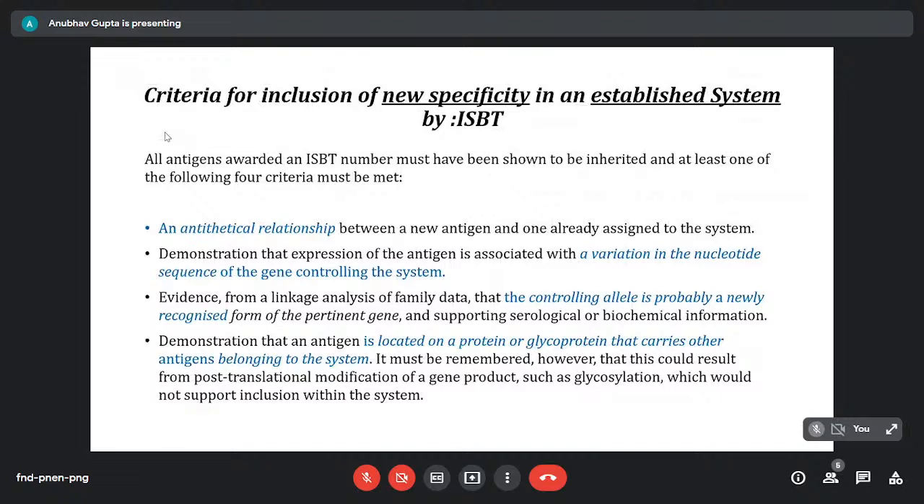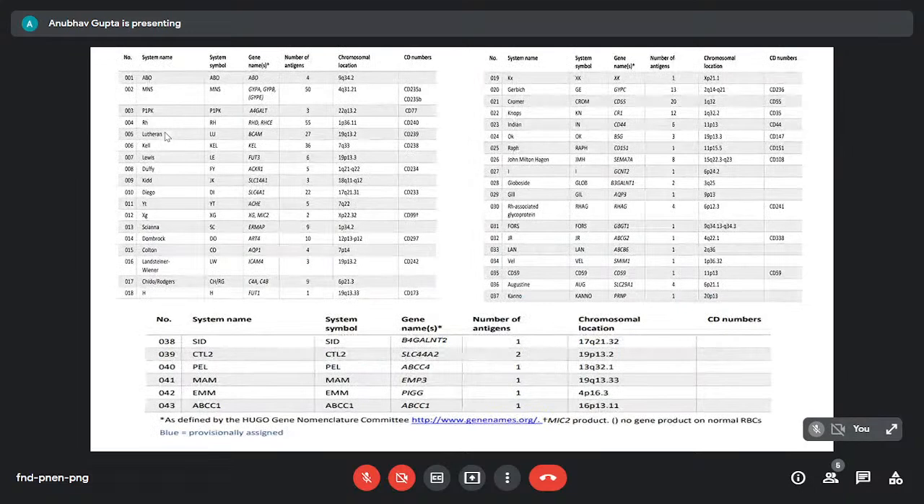So the criteria for inclusion of a new specificity: till now we were talking about an antigen which is new for that system. But if a system has already been established, I will take the example of the Indian blood group system. The Indian blood group system is number 023. It has 6 antigens and is coded by the chromosome location 11p. Previously it had only 5 antigens, but in 2017 Dr. Sanmukh Joshi from Gujarat, India, identified a new antigen and it has been named INRA, Indra. So it has been added to the Indian blood group system. Previously it was 5 antigens, and with INRA it forms 6 antigens. Now it is 5 plus 1, it is 6.